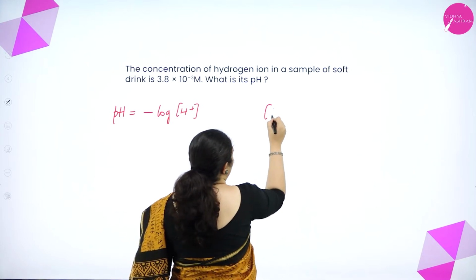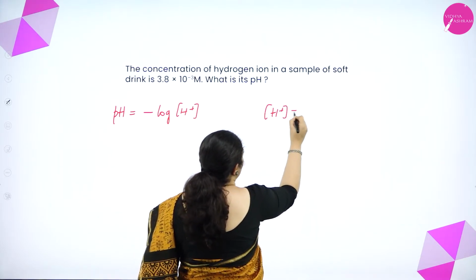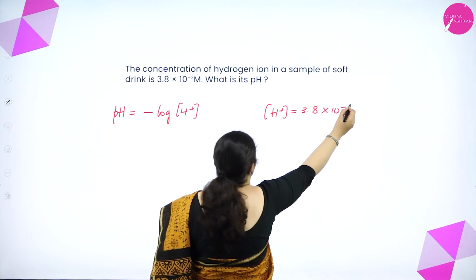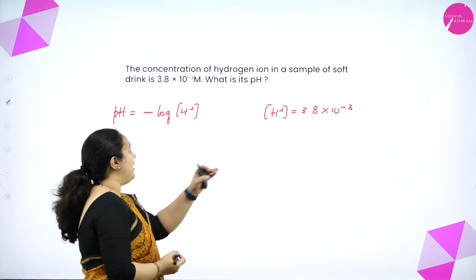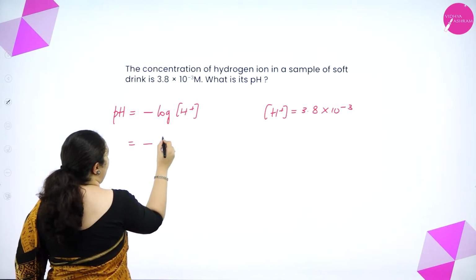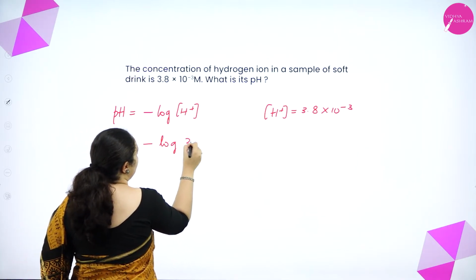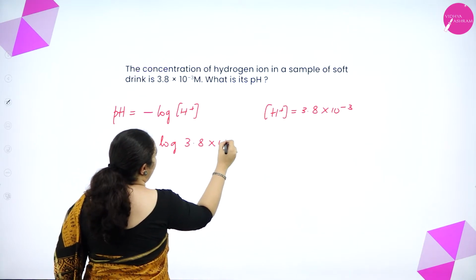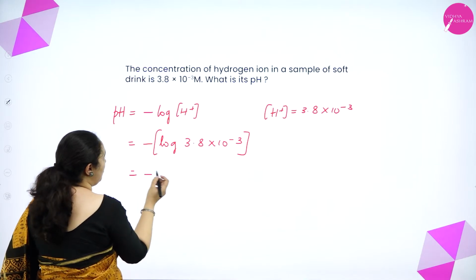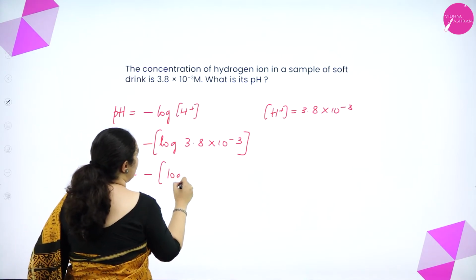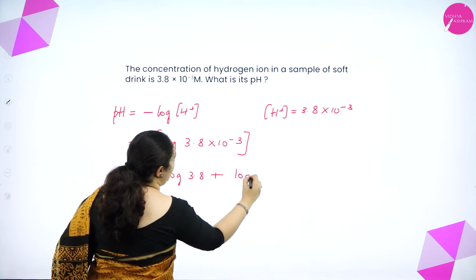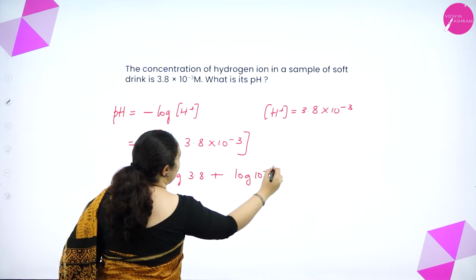So it is given that the H plus ion concentration is 3.8 into 10 to the power minus 3. So I have to substitute in this formula. What will I get? Minus log of 3.8 into 10 to the power minus 3. I'll put a bracket to keep the negative sign outside. So I will get log 3.8 plus log of 10 to the power minus 3.